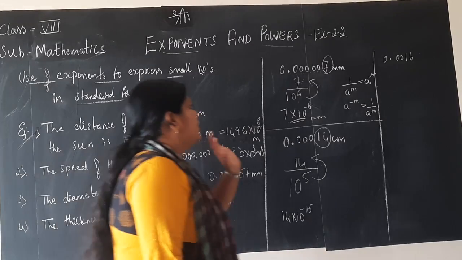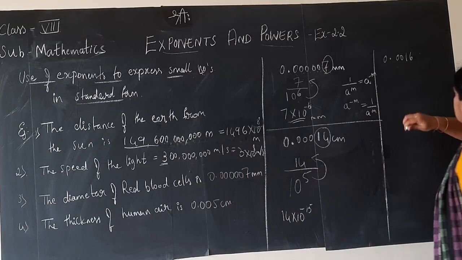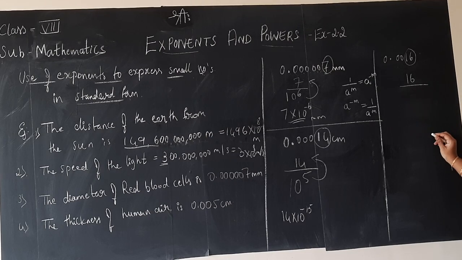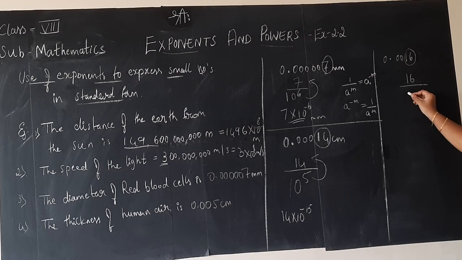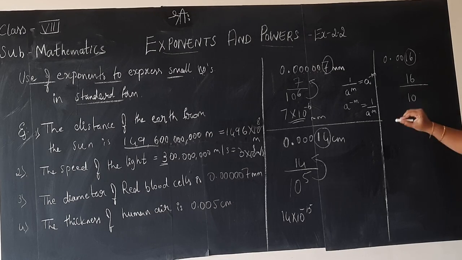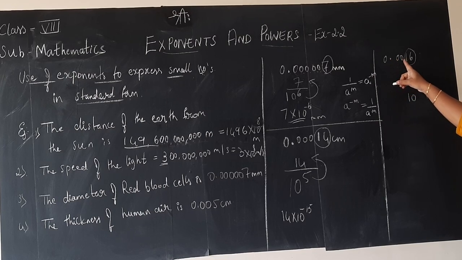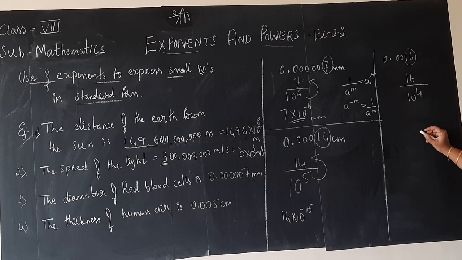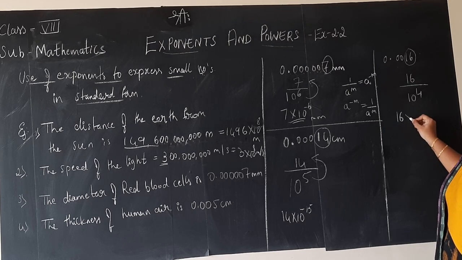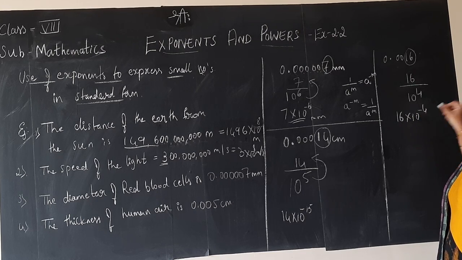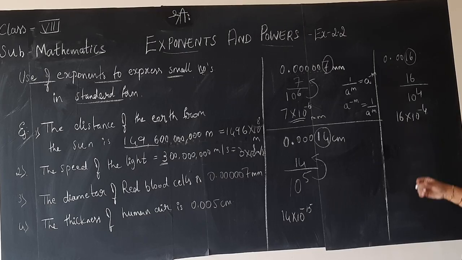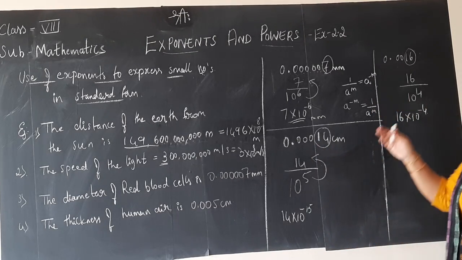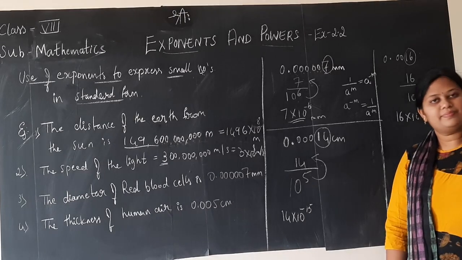Next, one more example, 0.0016. Again, I have two digits in the end. Let me write them as they are. 16 divided by 10 to the power what? After the decimal point as well, 1, 2, 3, 4. We have 4 digits. So 10 to the power 4. So when I send it to the numerator, it is 10 to the power minus 4. Instead of telling 0.0016, you can say 16 into 10 to the power minus 4.